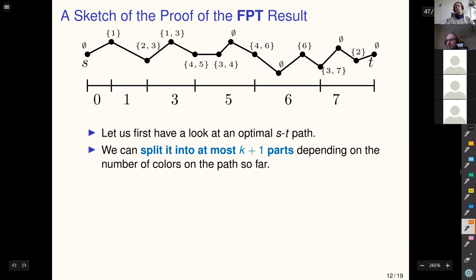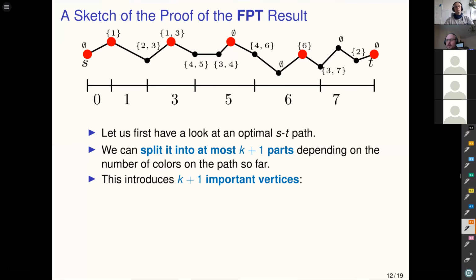Now we can split this path into parts depending on how many colors we have seen on the path so far. This is the last vertex where we have seen one color. Up to here we have seen colors one, two, three, so three colors, and the same for here. At this point we see two more new colors, so up to this point we have seen five, and it is the same five colors up to here. Here we see for the first time a sixth color, then here for the first time a seventh color. And with this seventh color, we can already reach the final vertex T.